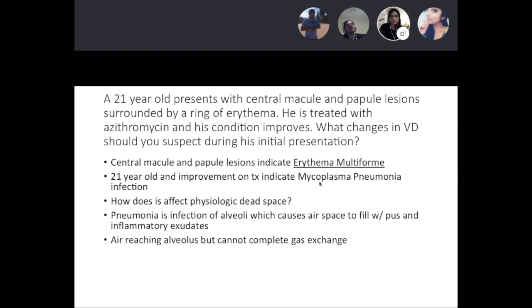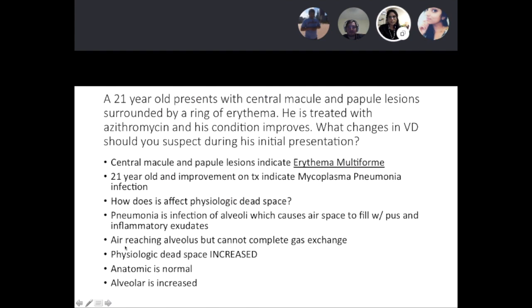Well, pneumonia specifically is an infection of the alveoli, which causes air space to fill with pus and inflammatory exudates. So air is reaching the alveolus, but it cannot complete gas exchange. So now what would occur to the physiologic dead space? We're going to have an increase in physiologic dead space. Right. So physiologic dead space is increased, anatomic is normal, alveolar is increased as air is reaching there, but no gas exchange is occurring.